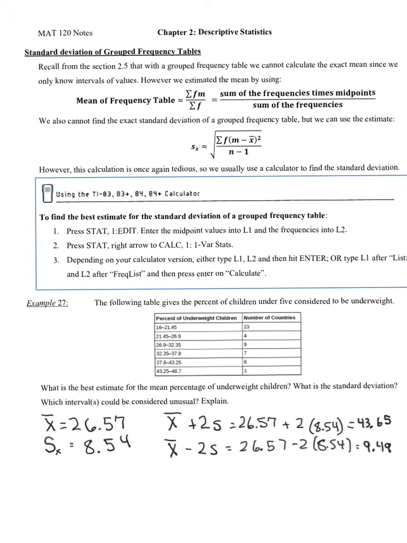If we take a look at our highest group here, the midpoint for this group is higher than our borderline value for unusual. So we can assume that this country here has an unusually high percentage of underweight children.